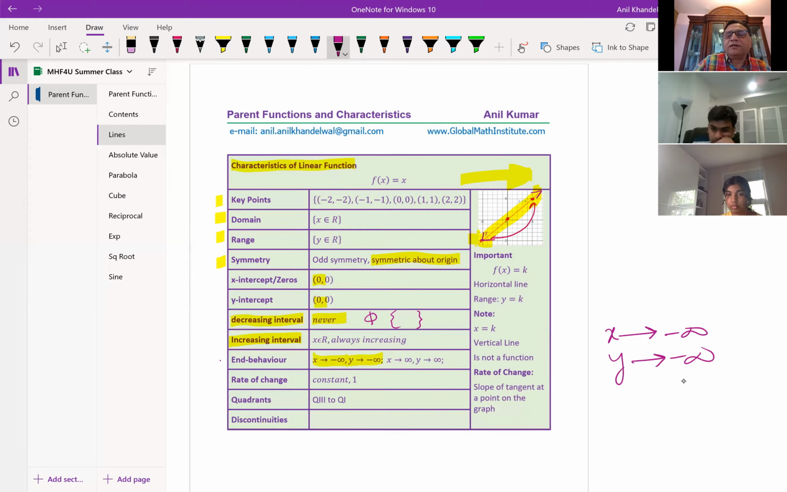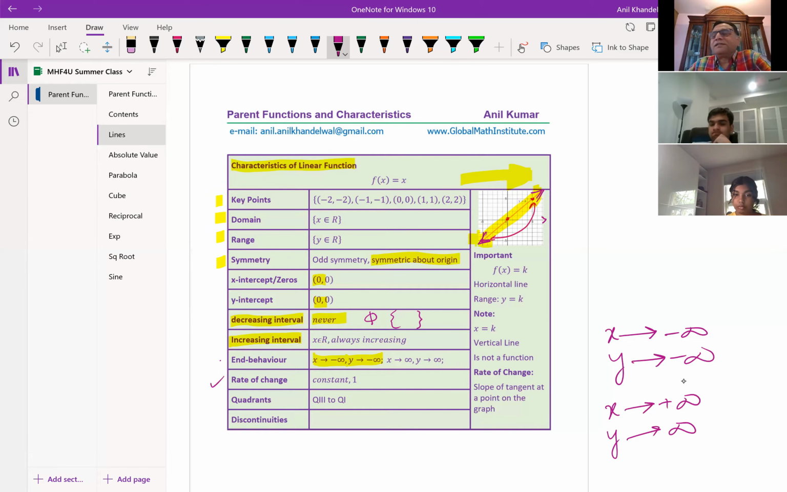Do you see this is going downwards towards negative infinity? Negatively large value. That is how we are going to write. Also, when x approaches positive infinity, in that case, y approaches positive infinity. Correct? Do you see this portion? If x value is very large, y value is also very large. Correct?